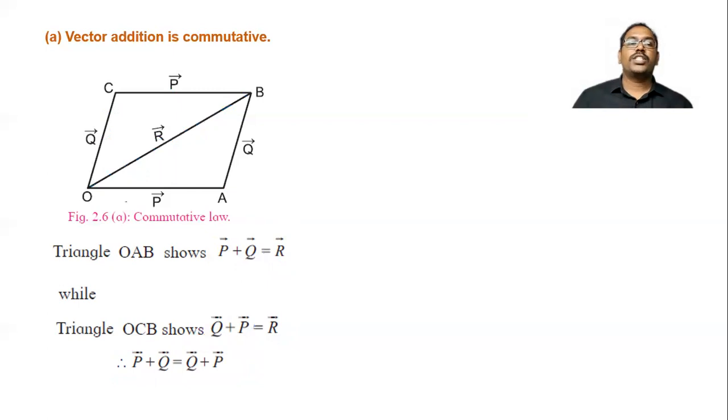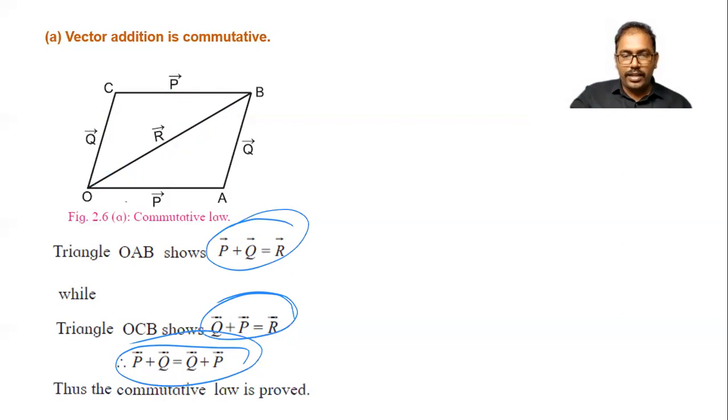In the examination a question may be asked: show that vector addition obeys the commutative law. Then you have to draw this diagram, write two equations, and by those two equations you can justify it. Vector addition is commutative in nature. So this commutative law is proved.